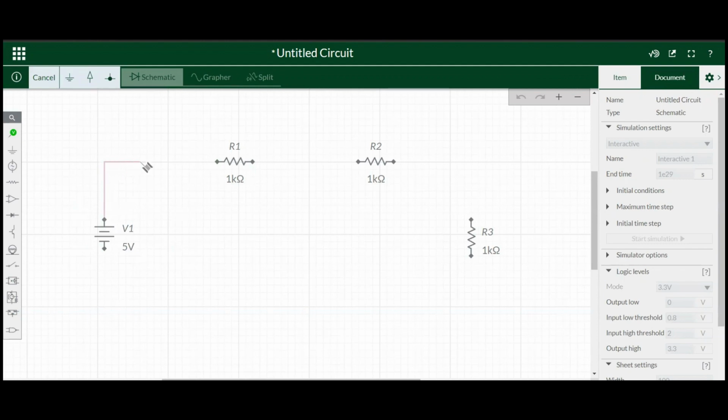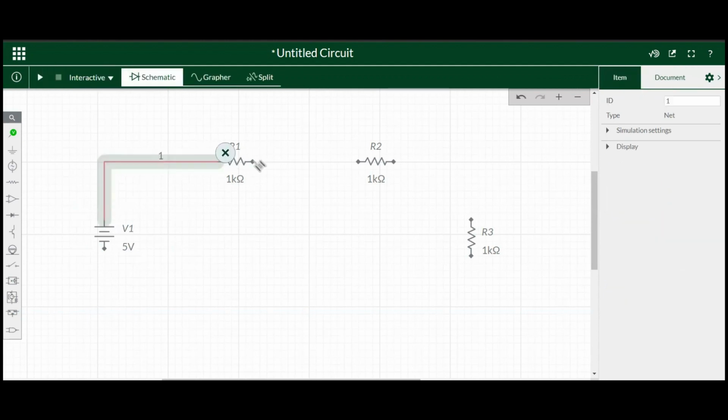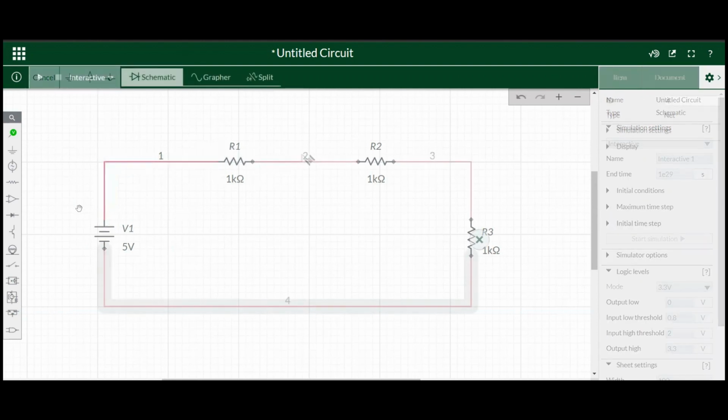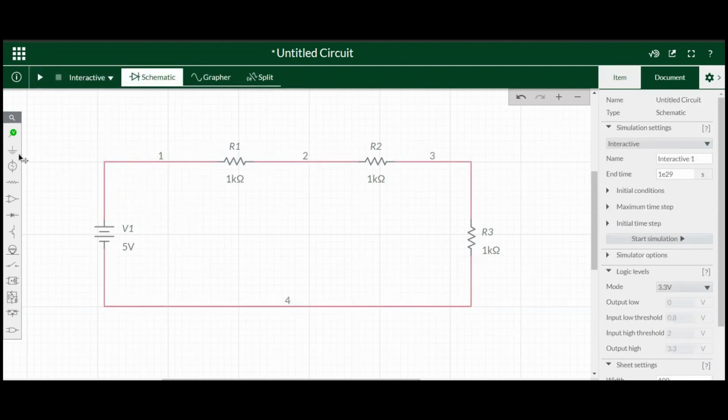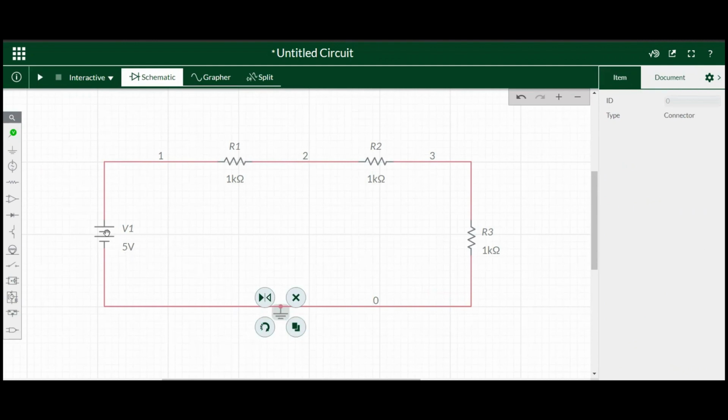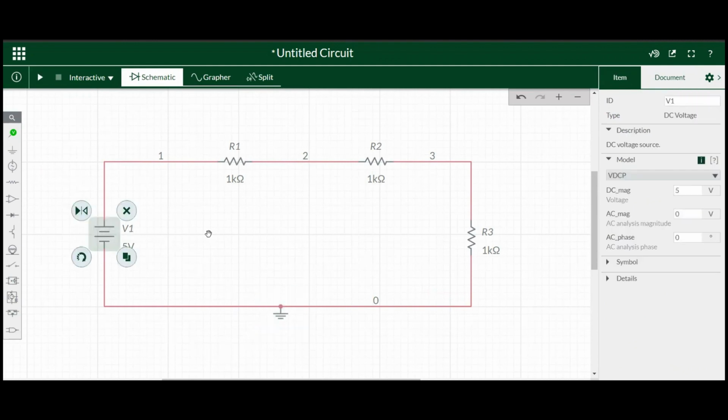Now let's connect our components. Let's not forget to add our ground. We'll change the values of each component next.